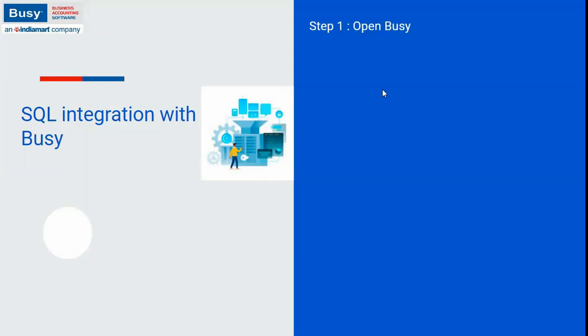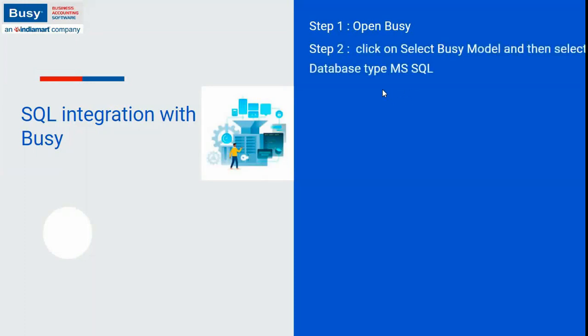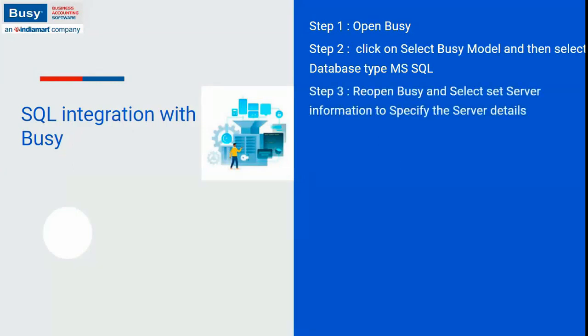So first step is to open the Busy. Second step is to click on select Busy module. That means whenever you open your Busy software, you will find an option to select Busy module. And then when you click on that, you will find an option to select the database type. So there are two types of database, Access, and another one is MS SQL. So you select the database type MS SQL, then you have to close the Busy software and reopen Busy software to get the effect.